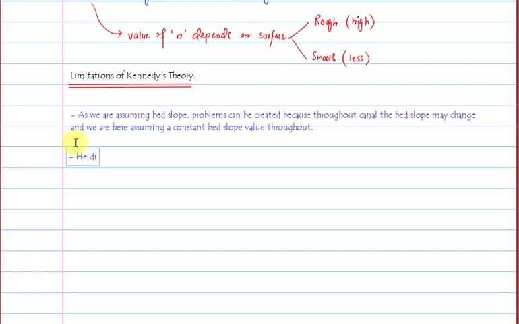Second is that Kennedy did not give an equation for bed slope, he just assumed it, right? This is the second limitation.